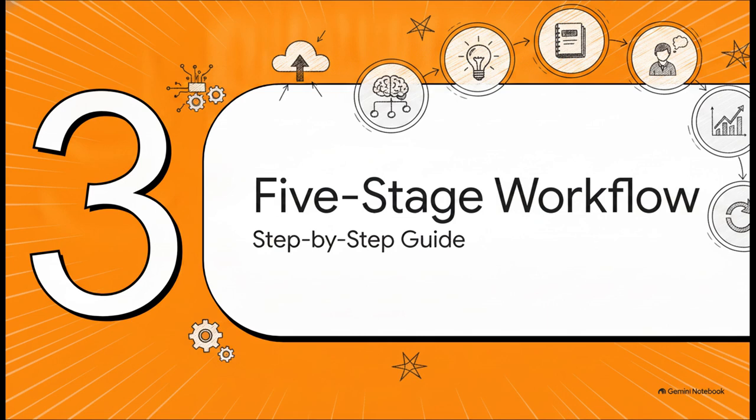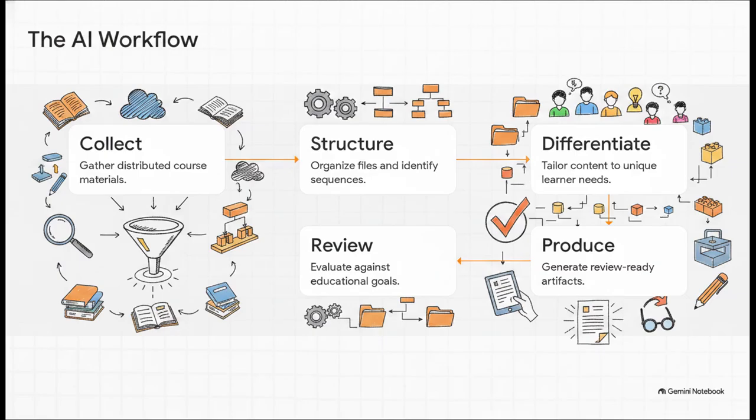Moving right along to Section 3, the 5-stage training workflow. This is your step-by-step guide. All right, these are the 5 sequential stages you're going to use to transform those static resources into review-ready, completely personalized materials. We go from collect, to structure, to differentiate, to produce, and finally, review. Mastering this specific sequence is exactly how you guarantee high-quality outputs for your students every single time.